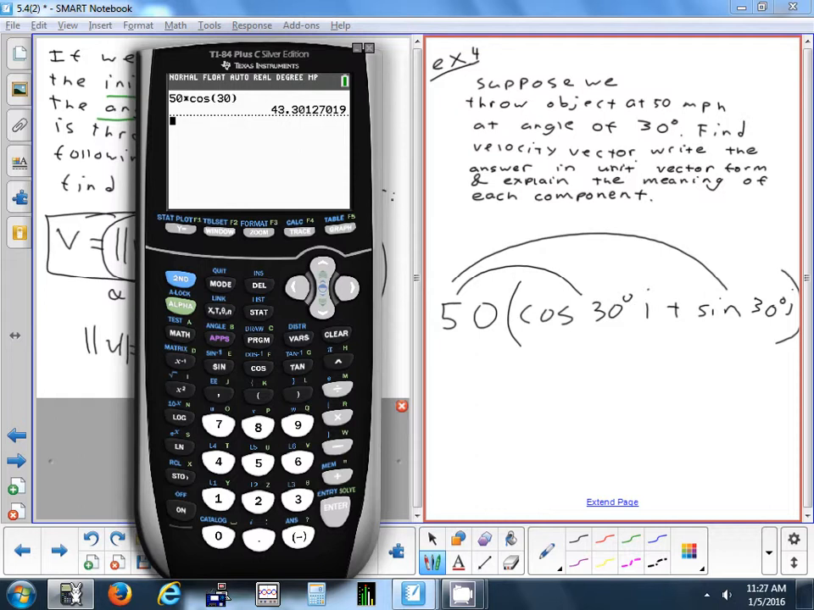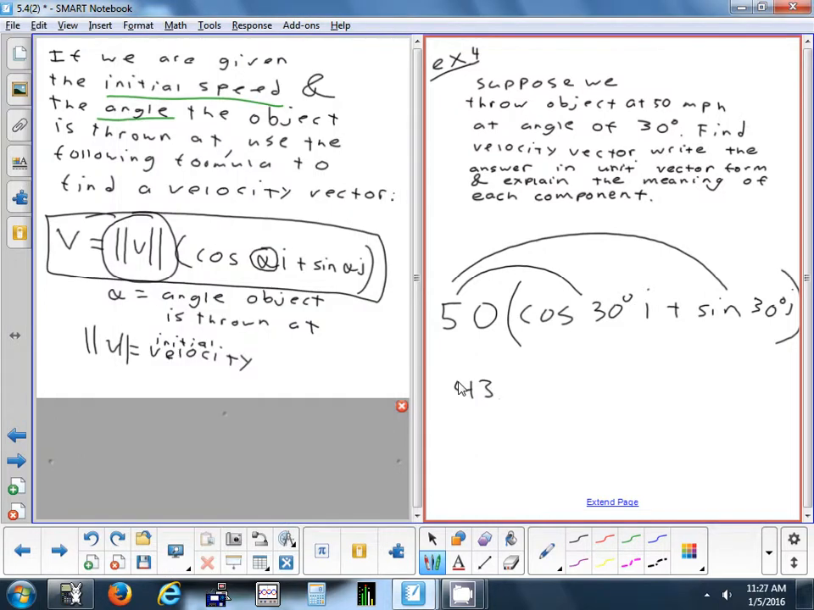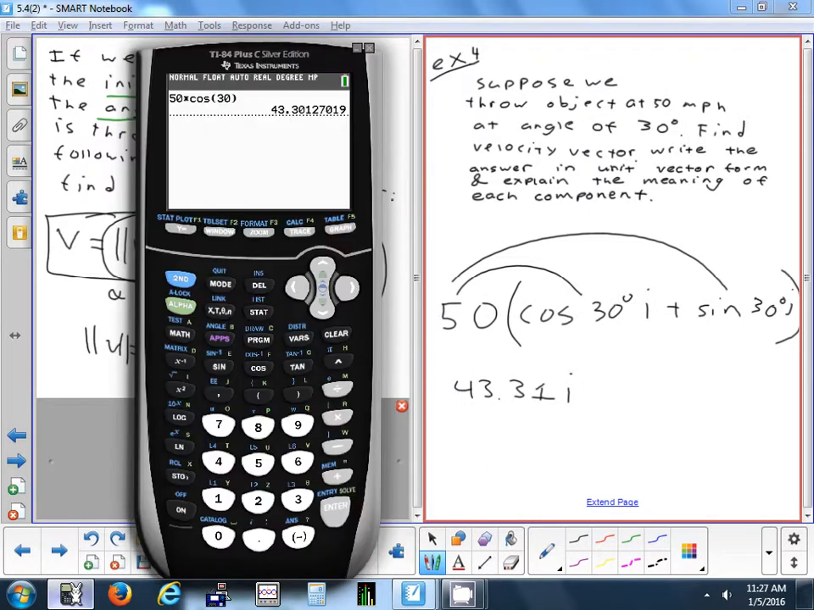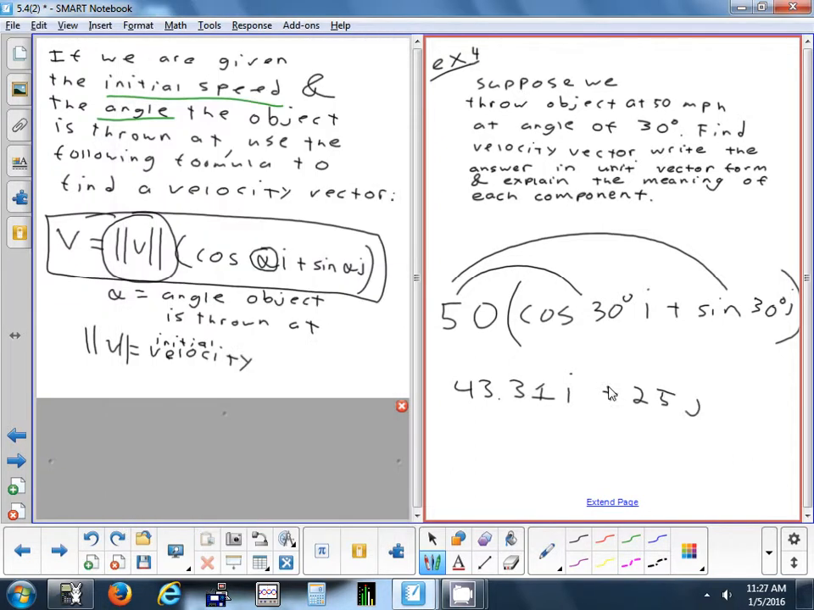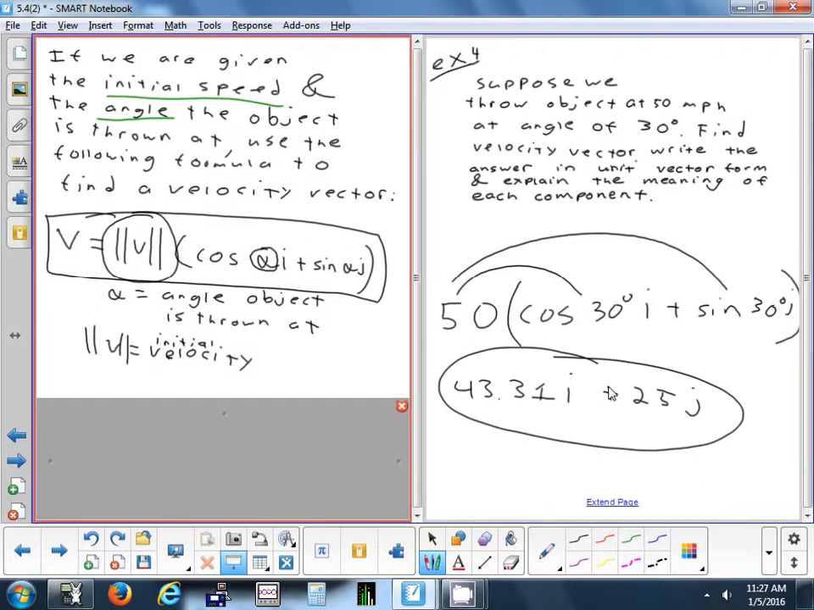So 43.31. That's i. And now do 50 sine 30. That's j. 25. That's it? That's it. That's the velocity vector. Just leave it just like that.